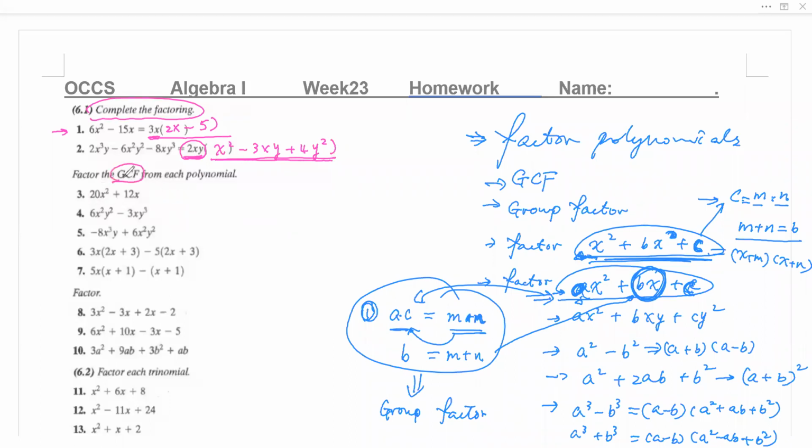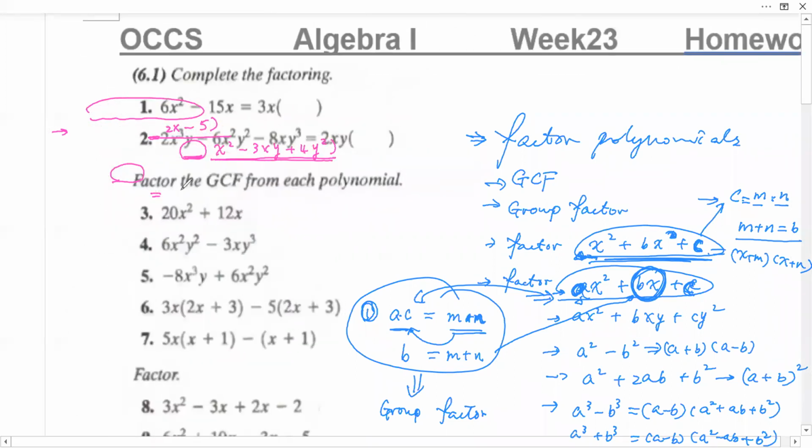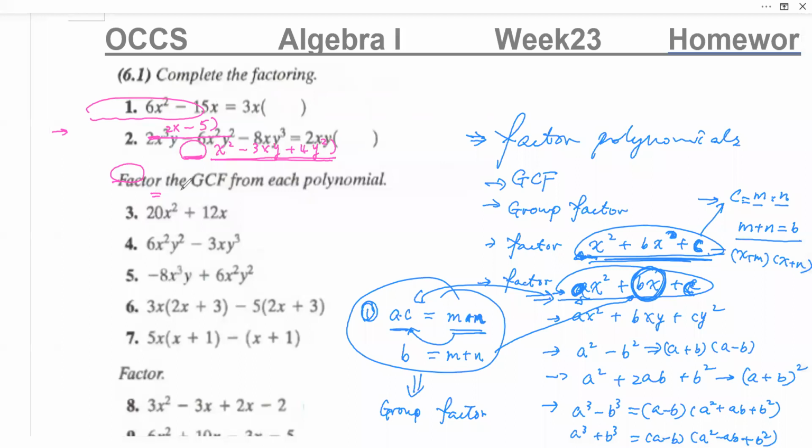GCF. That's easy for everyone, right? Everyone can do this one right now, right? Let me zoom in a little bit, make sure everyone can see a little bit better. All right, so number 3.